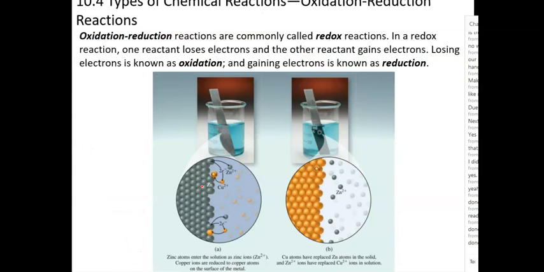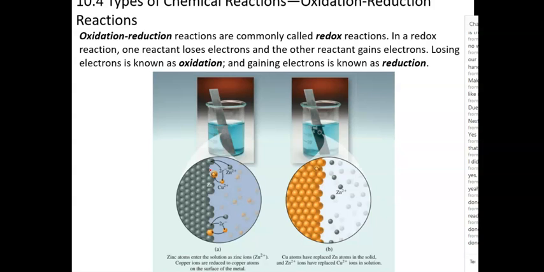Okay, so let's talk about now oxidation, redox reactions. These can get a little complicated. Let me just open up my notes real quick.